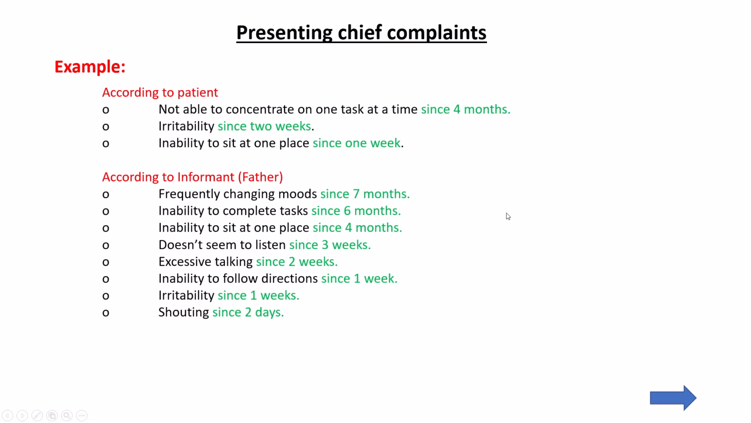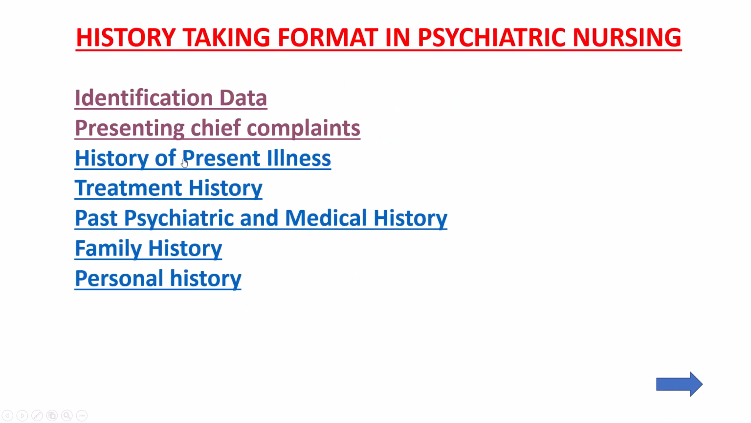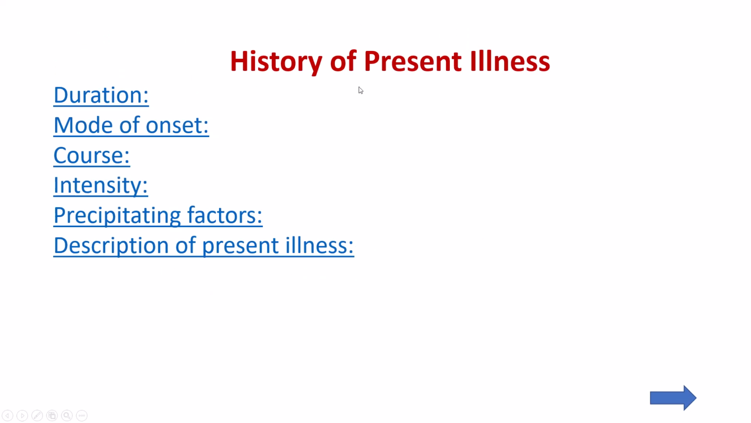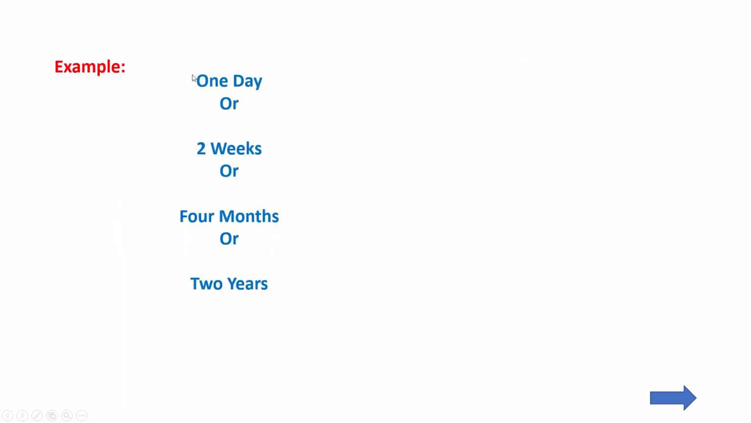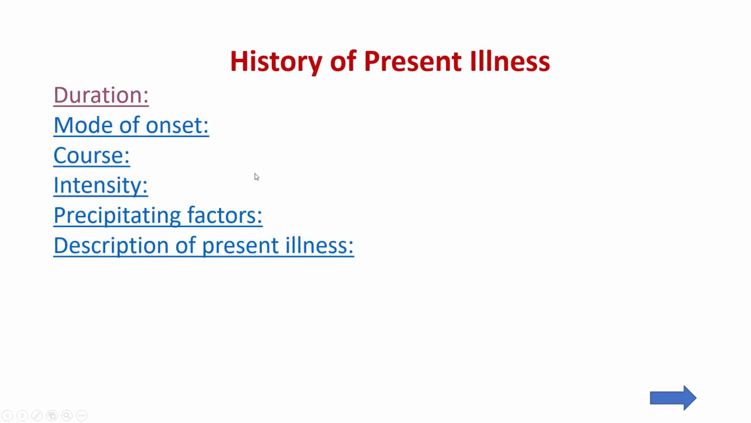Next is history of present illness. In present illness, what is happening now? One is duration. You see, 1 day, 2 weeks, 4 months, or 2 years. Any one we have to write. Maybe the problem has been present for 4 months, then you write 4 months. Or 2 years. If it is 1 year, you write 1 year. This is the example, so you have to write the duration.